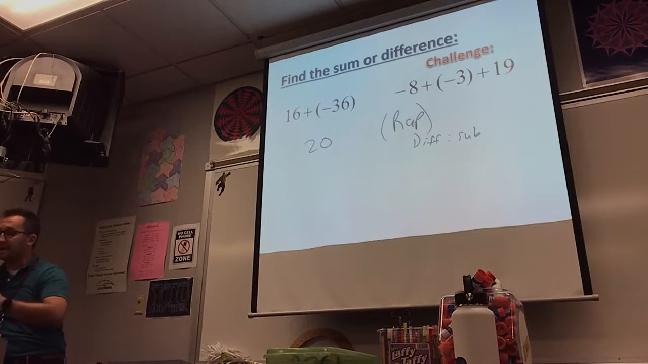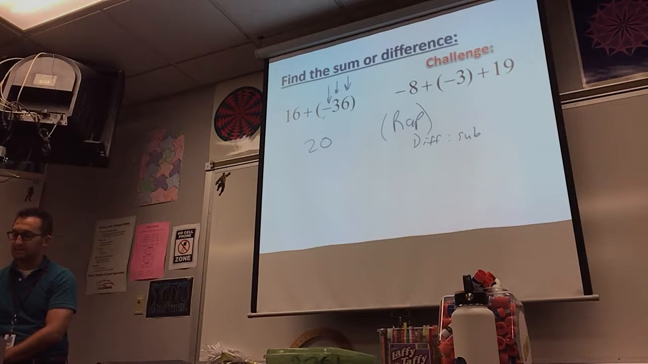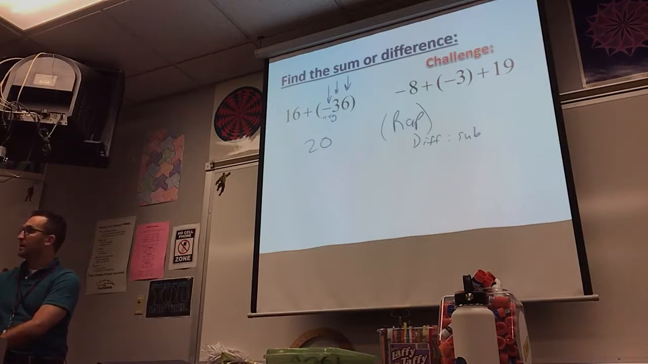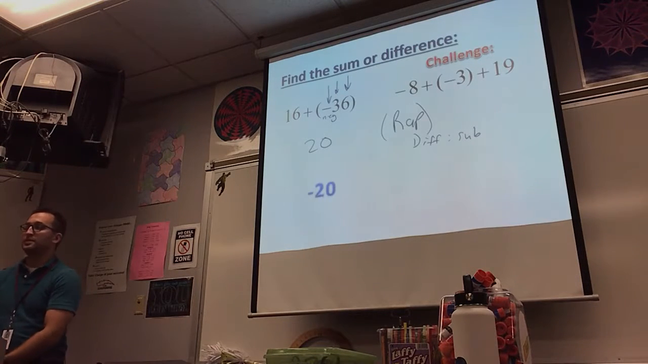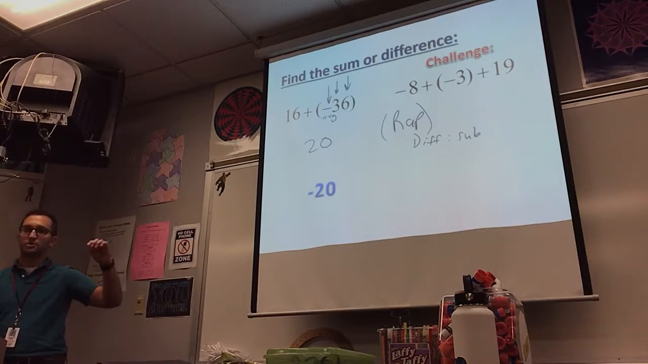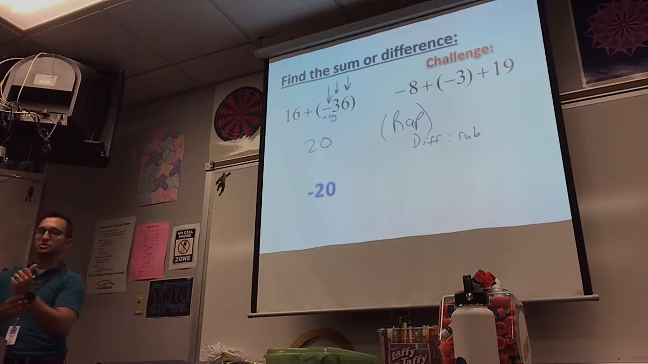20. Keep the sign of the bigger one. Which one's bigger? 36. Good, 36. So our sign is negative. Negative 20. Let's go. If I'm going too fast, you just have to tell me to slow down. These are review questions, and I already have them written down, so it might take you a little bit longer because you have to write them down.